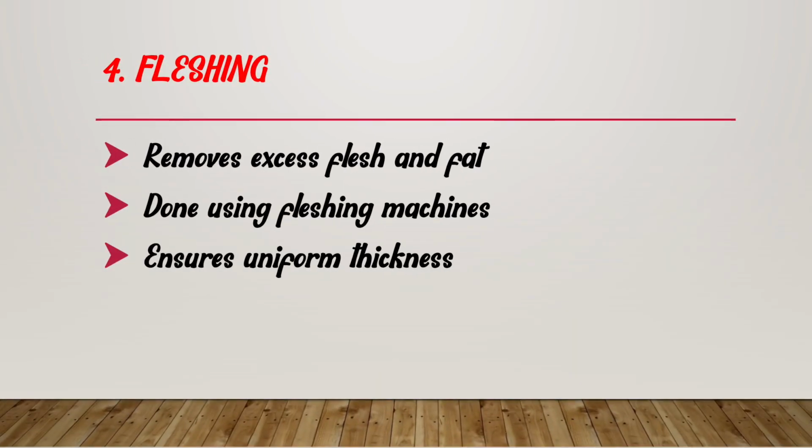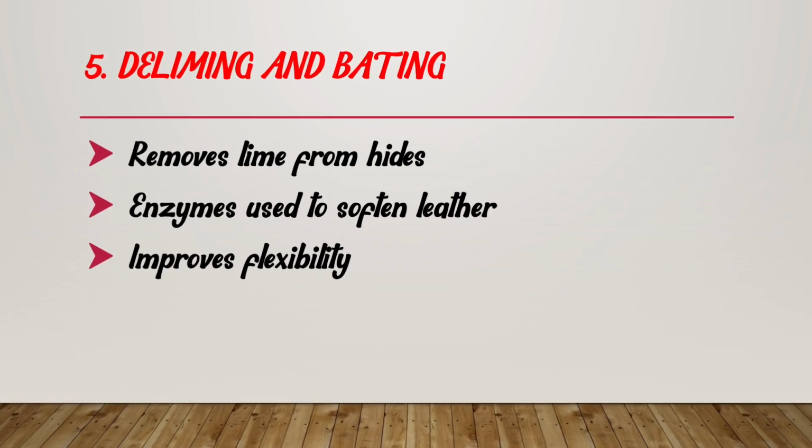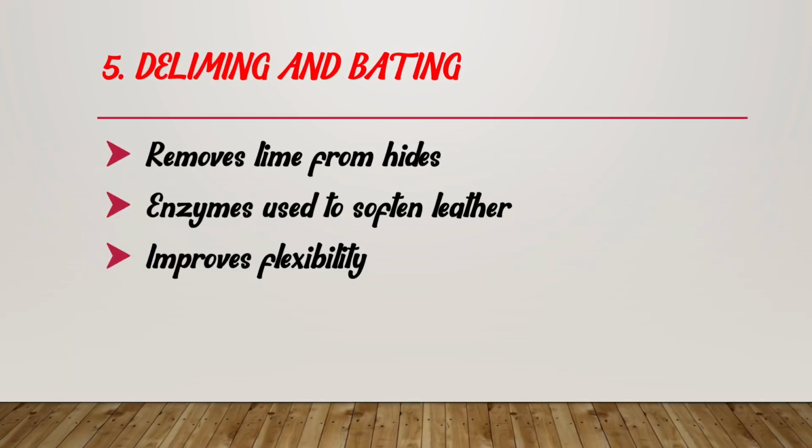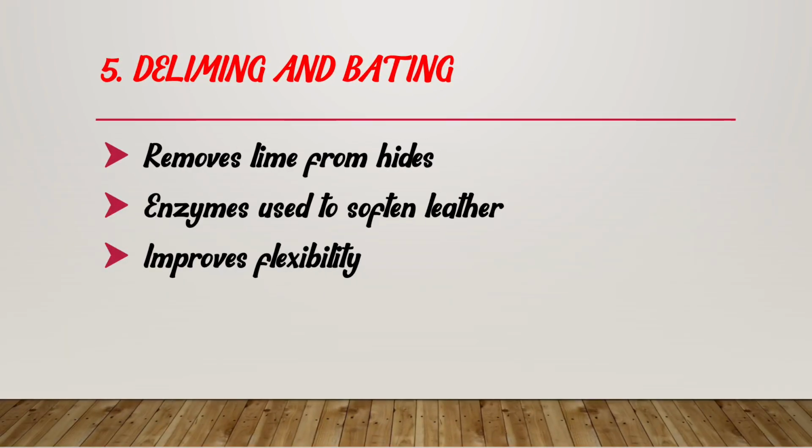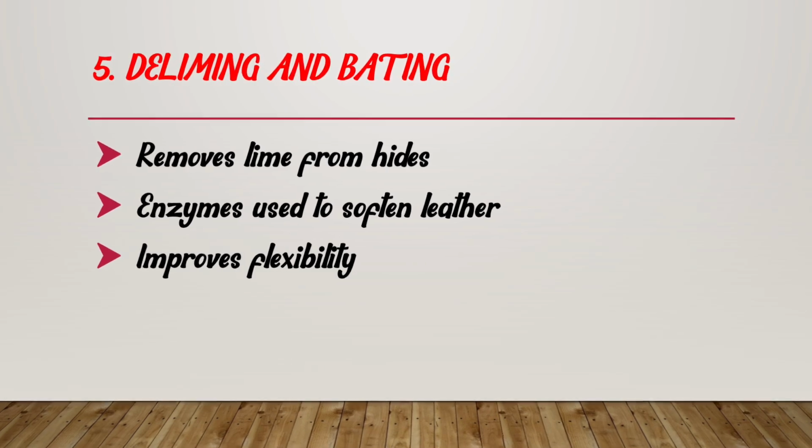Then the fourth process is fleshing. In this process, they remove excess flesh and fat. It is done by using fleshing machines. It ensures uniform thickness. Then deliming and bating. It removes lime from hides. Enzymes are used to soften the leather. It improves the flexibility of the skin.